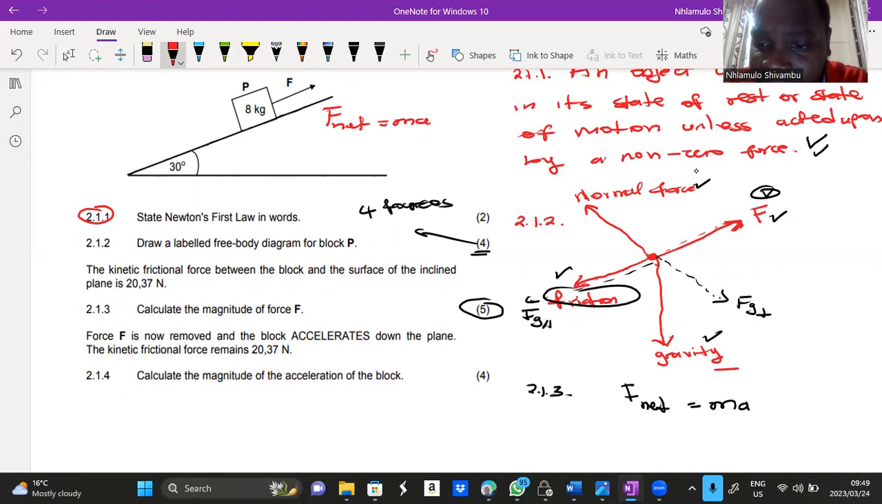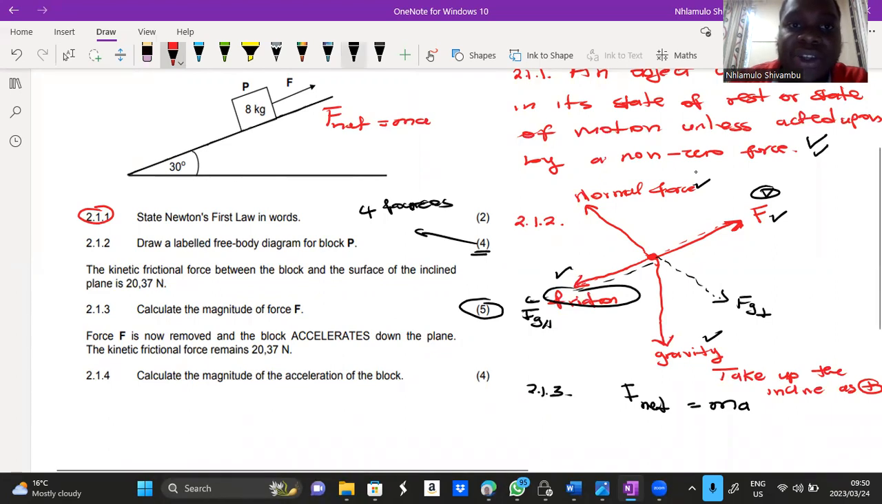So you need to indicate there so that the marker should know which direction you took as positive. So I take up the incline as positive. So this means that each and every force that is going up the incline is going to be reported as a positive value. So now we start. So we're going to include the F applied, force F, the frictional force, and the Fg parallel. So based on our choice of direction, the force applied will be positive because it's going up the incline.